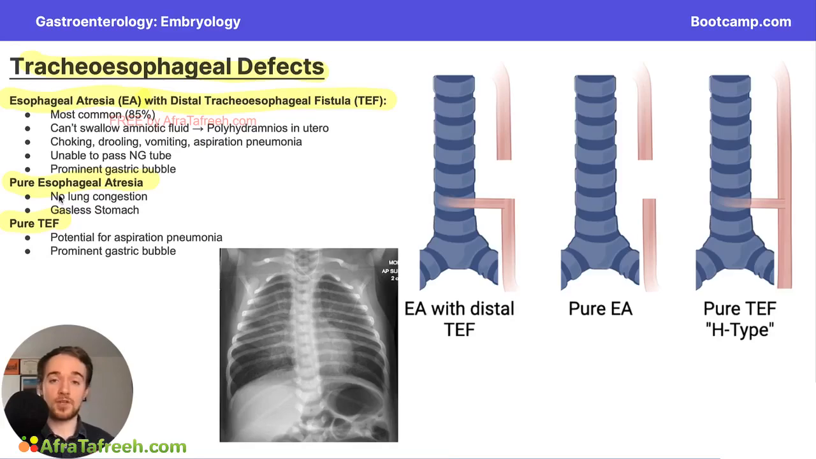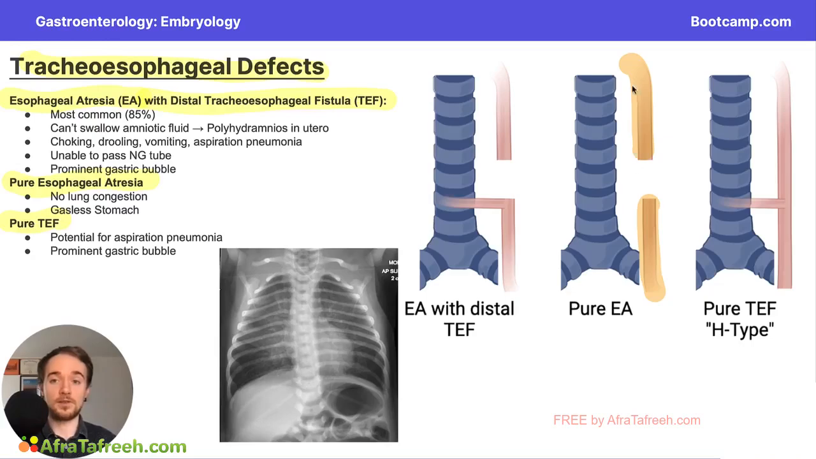Before we get into the most common variant, which is esophageal atresia with distal tracheoesophageal fistula, let's first mention pure esophageal atresia. Just from looking at a picture of pure esophageal atresia, it's fairly easy to figure out what's going to happen here. We have our esophagus, it comes down, and then it doesn't connect to our distal esophagus. So our proximal esophagus and our distal esophagus don't connect.